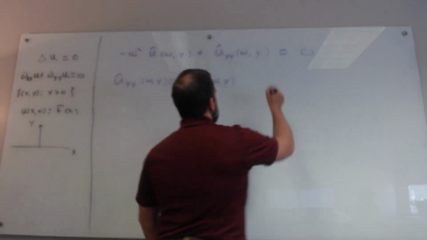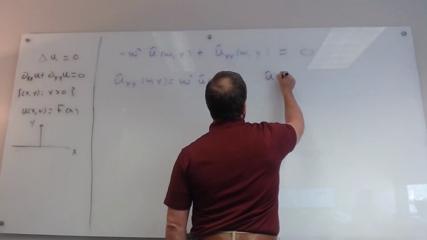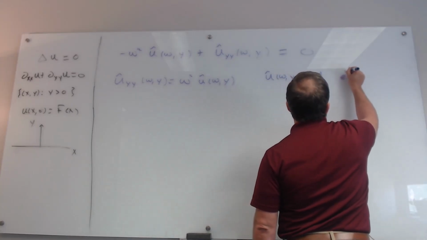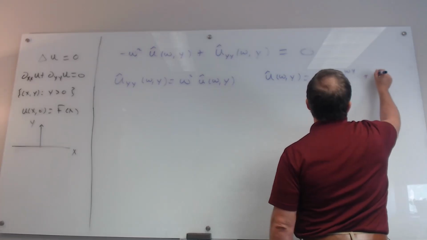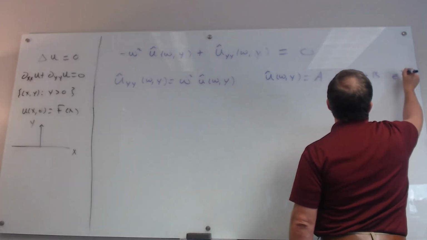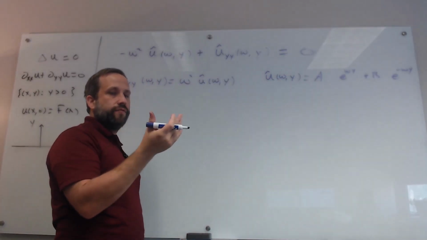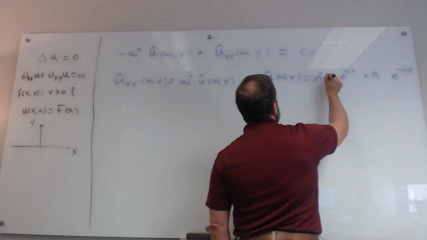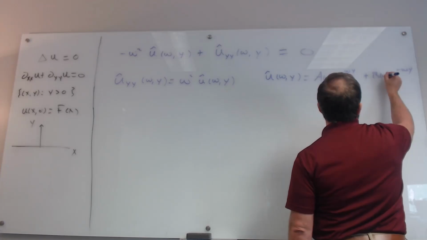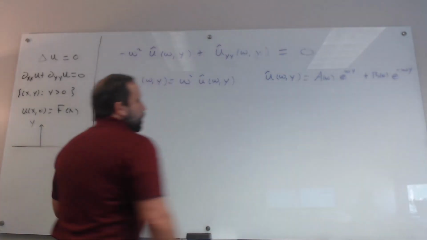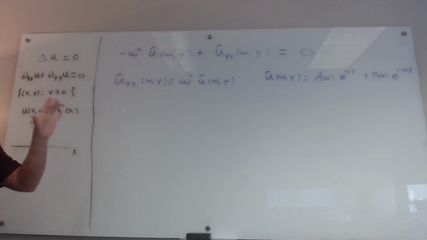Okay, hopefully you paused and you remember that the general solution is u hat of omega, y is equal to a times e to the omega y plus b times e to the minus omega y. Now, this is a different differential equation for every omega. So just like with the diffusion equation, these unknown coefficients depend on omega. So I'm going to put that there. Okay. So what we want now, a of omega and b of omega, these are arbitrary constants.